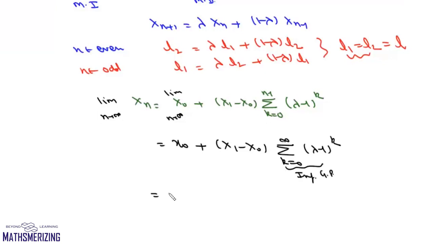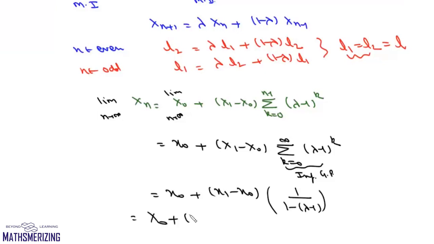Now we can write this as x0 plus (x1 minus x0), and for this GP, its sum will be a upon 1 minus r, which is x0 plus (x1 minus x0) upon (2 minus lambda), and that is the limit of the sequence.